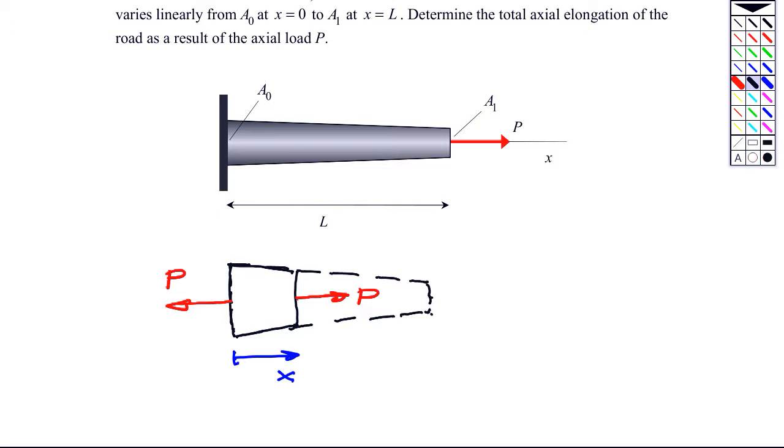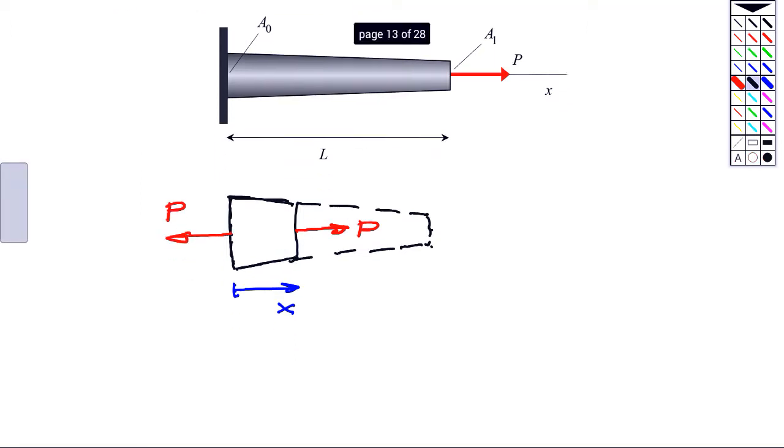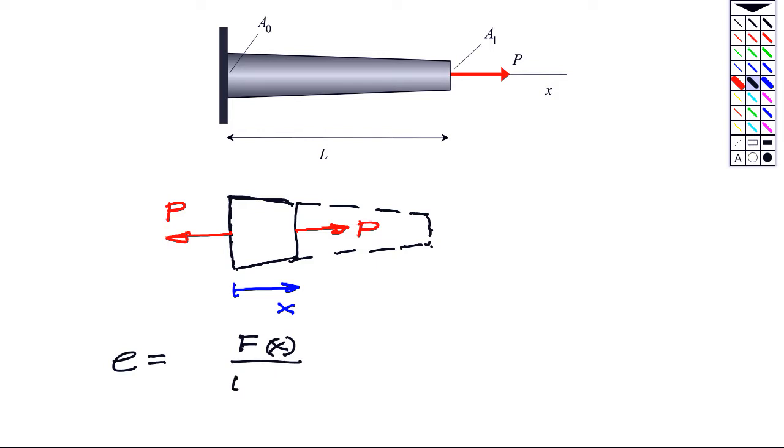So in using our elongation equation, the elongation is the integral of the axial load F as a function of x, divided by the Young's modulus, potentially as a function of x, and the area as a function of x, integrated over the length, 0 to L.